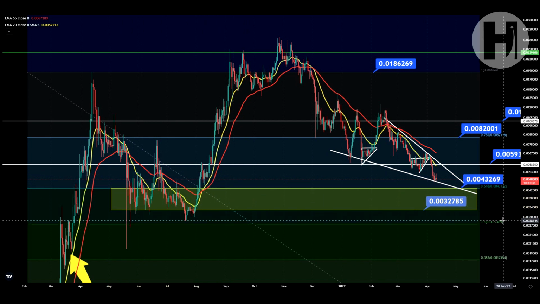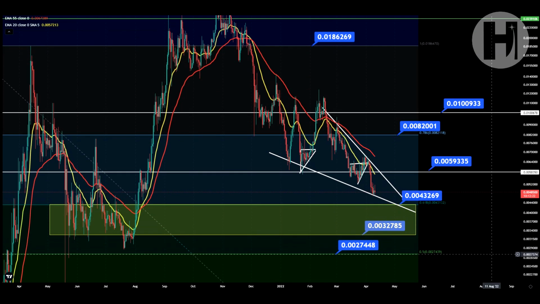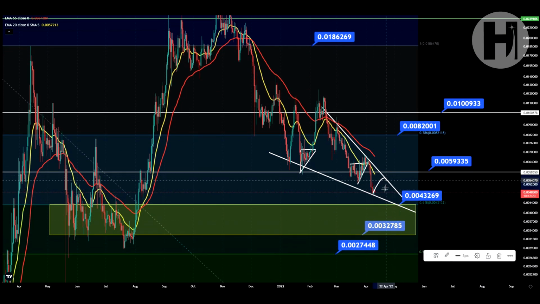If you go a bit lower, that is possible, obviously. If you go a bit lower, you can look for 0.00027448. So spread out your buy limit orders if you're looking to get into MTV at these prices. But as you can see, we still do have some time in this falling wedge. We can potentially break down from it.